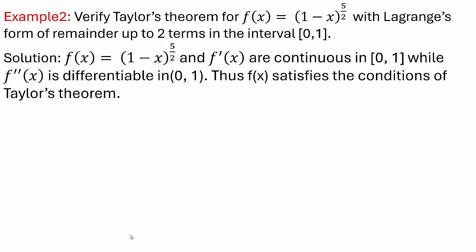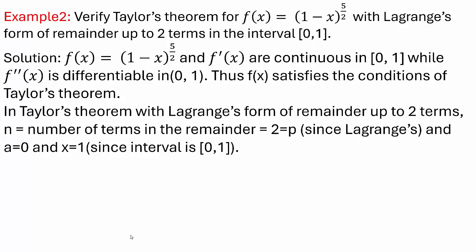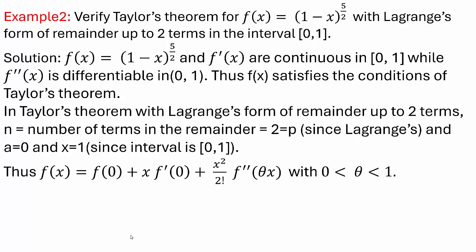And f(x) satisfies the conditions of Taylor's theorem. In Taylor's theorem with Lagrange's form of remainder up to 2 terms, n equal to the number of terms, 2, equal to p, and a equal to 0 and x equal to 1, where the interval is [0, 1]. Therefore, by substituting a equal to 0, x equal to 1 and p equal to 2 in Taylor's theorem with Lagrange's form of remainder up to 2 terms, we will get f(x) equal to f(0) plus x into f'(0) plus x square by factorial 2 into f''(θx), where θ lies between 0 to 1.